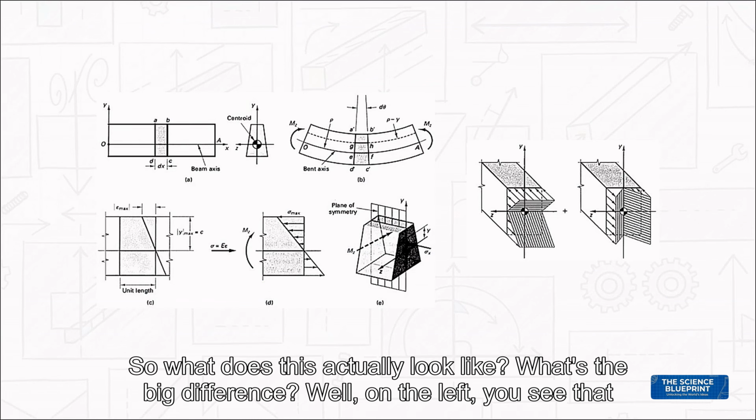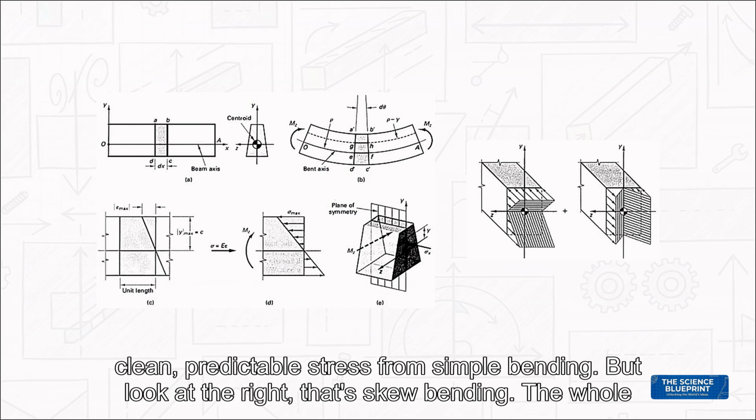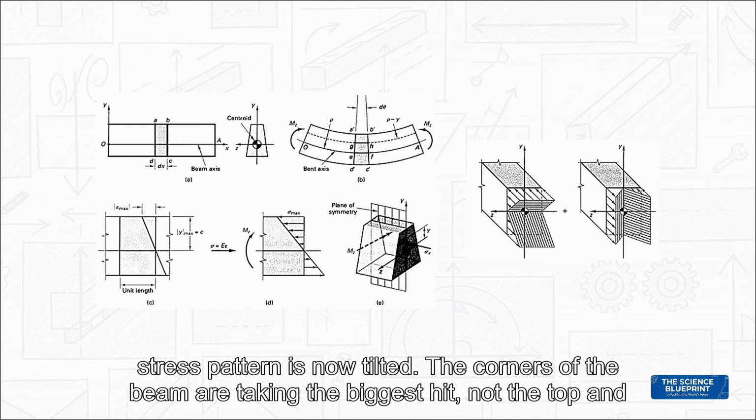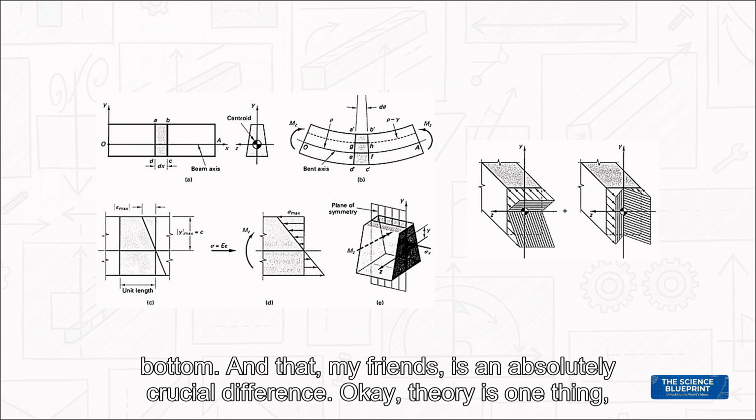So what does this actually look like? What's the big difference? Well, on the left, you see that clean, predictable stress from simple bending. But look at the right. That's skew bending. The whole stress pattern is now tilted. The corners of the beam are taking the biggest hit, not the top and bottom. And that, my friends, is an absolutely crucial difference.